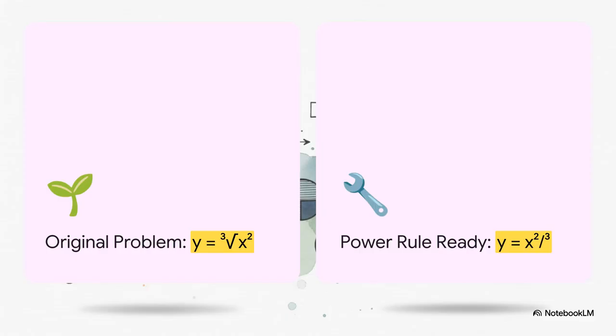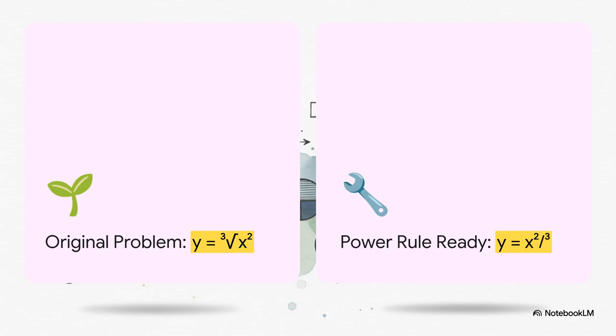So what about roots? Same exact idea. Roots are just powers in disguise. So if you see something like the cube root of x squared, you just got to rewrite it. And the rule is simple. The power goes on top of the fraction and the root goes on the bottom. So the cube root of x squared is really just x to the power of 2 over 3. And just like that, we've taken another one of those tricky functions and made it ready for our good friend, the power rule.